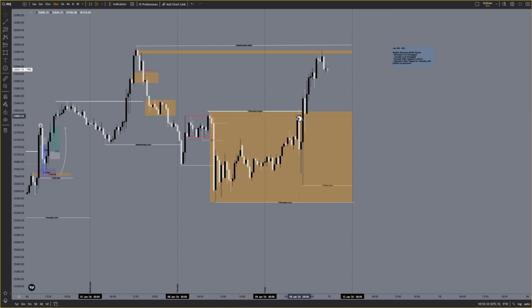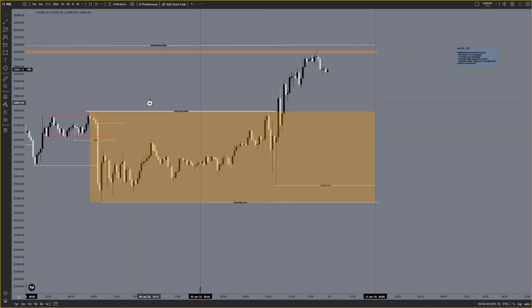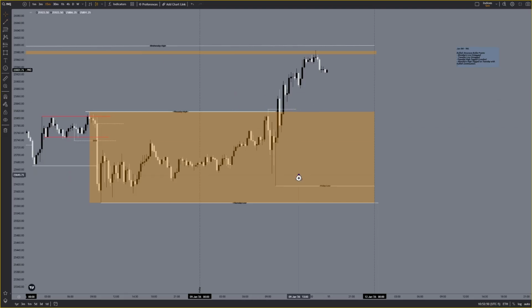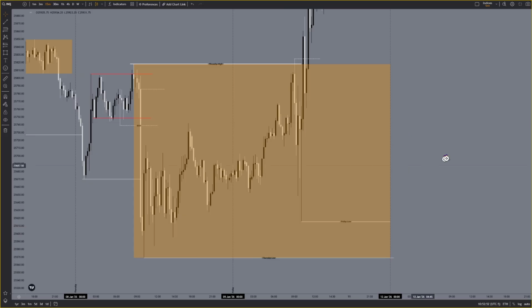The market trades within the premium and seeking discount below, and we make the low here at 10 o'clock and price breaks higher. So all of these things are pretty much things that you can study on your own once you understand exactly what it is that you're looking for.